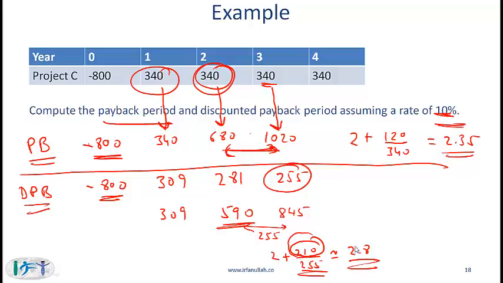I hope this is obvious to you, but the discounted payback is always going to be greater than the payback period as long as we have a positive interest rate. If the interest rate is 0, then the discounted payback and the payback would be the same, but that is very unlikely.